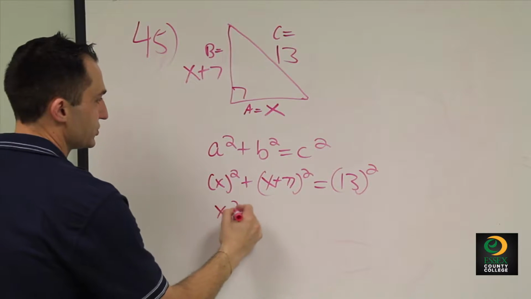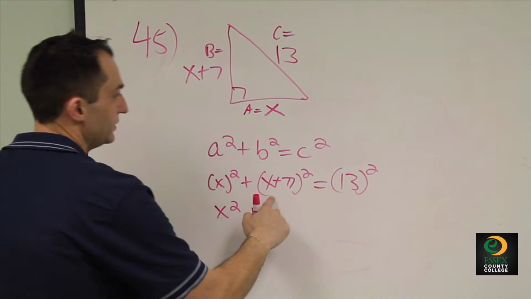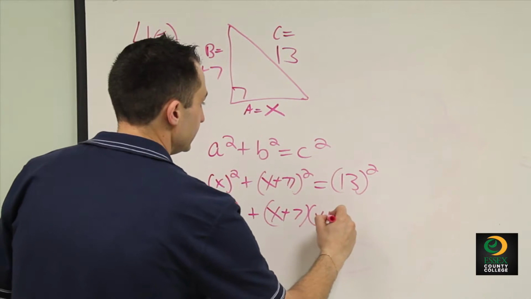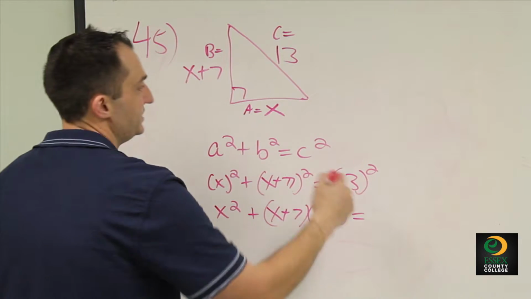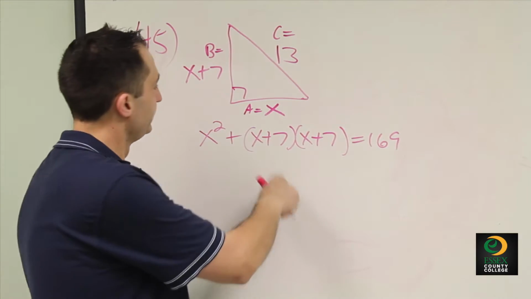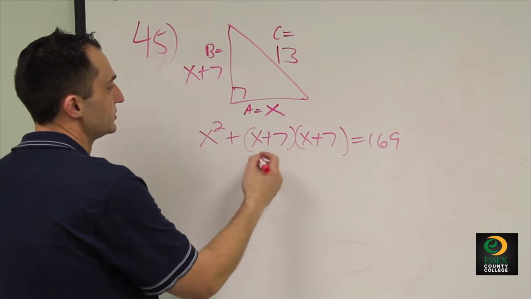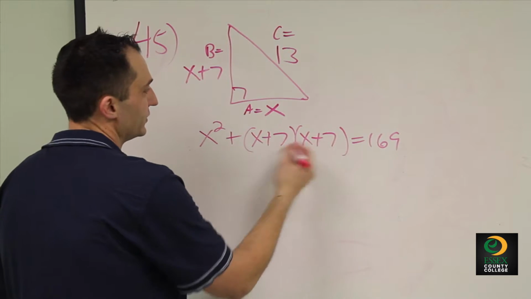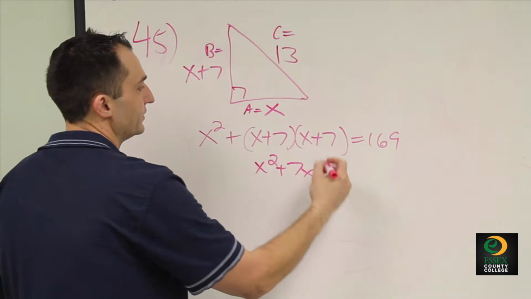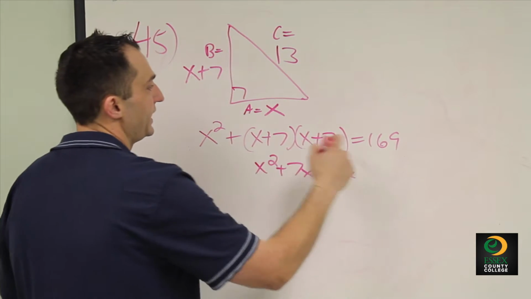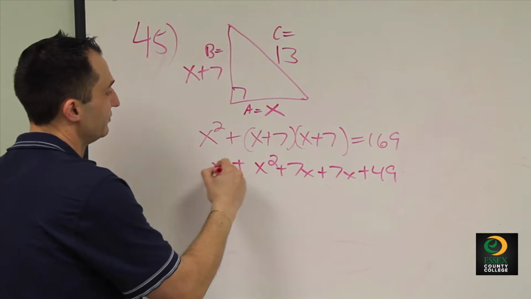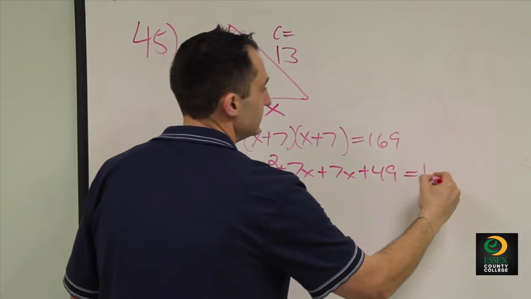That just becomes x squared plus, we're going to rewrite this twice so we can factor it, (x plus 7)(x plus 7) is equal to 169. So the next step would be to FOIL the two parentheses. So we're going to do our first, which would be x squared, then our outer, which is 7x, then our inner, which is 7x, and then the last, which is 49.